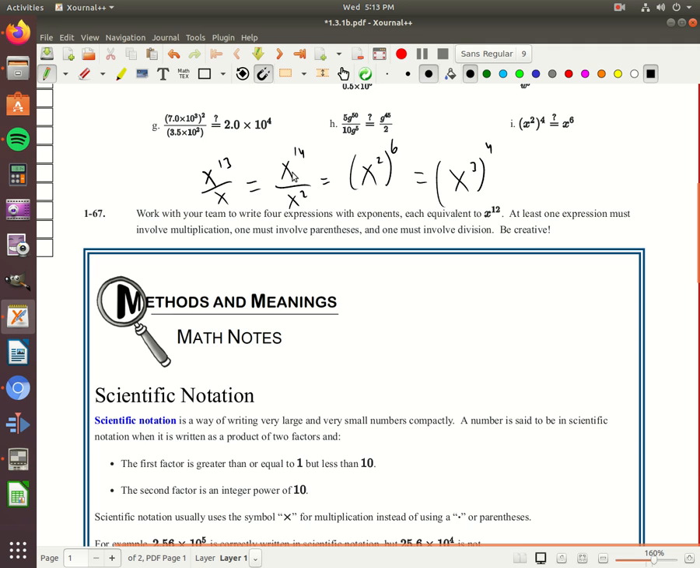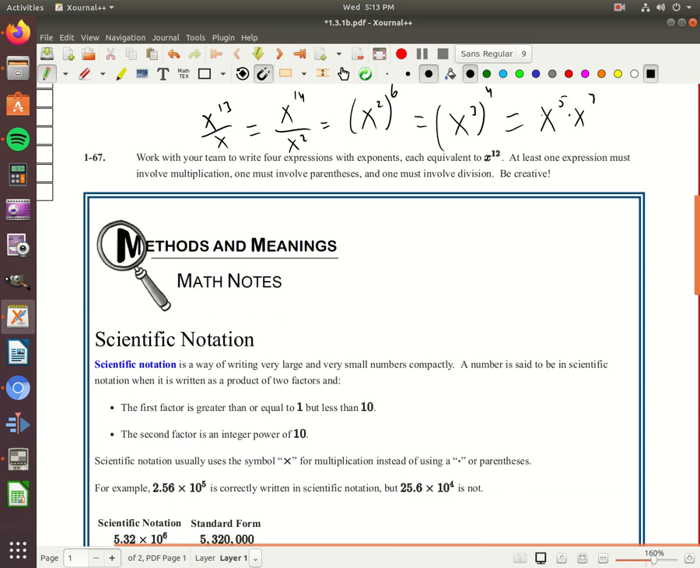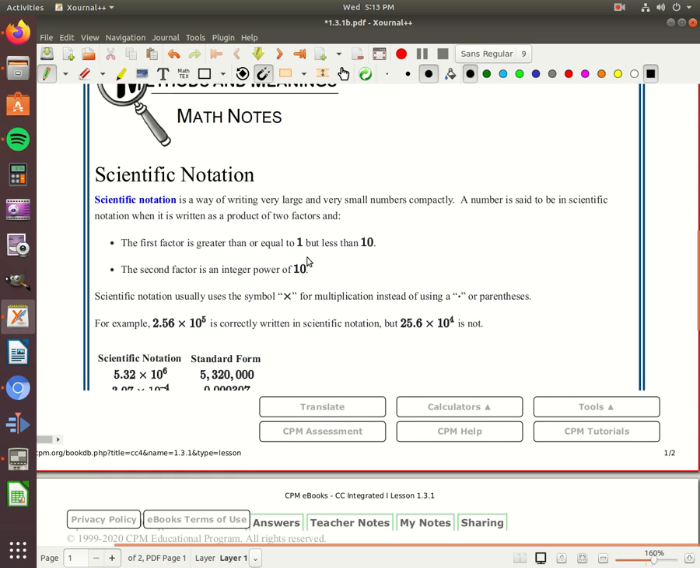You could say x to the 5th times x to the 7th. That would be another way that you could get that. So a bunch of different ways we could get it. There are some notes on scientific notation, so if you feel like you need to brush up, I would strongly encourage you to take a look at those.